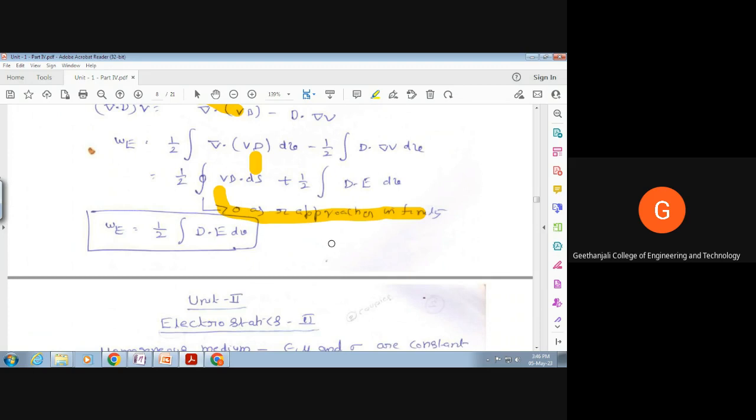Suppose I differentiate both sides, dWE is equal to 1 by 2 D dot E dV. dWE by dV, that is what is known as the energy density. Energy density is equal to 1 by 2 D dot E. And we know that D is equal to epsilon into E. So 1 by 2 epsilon magnitude of E square, that is the energy density.